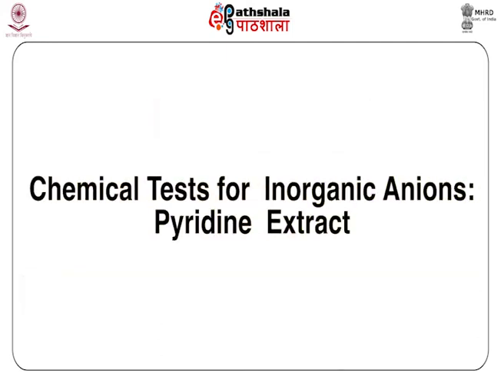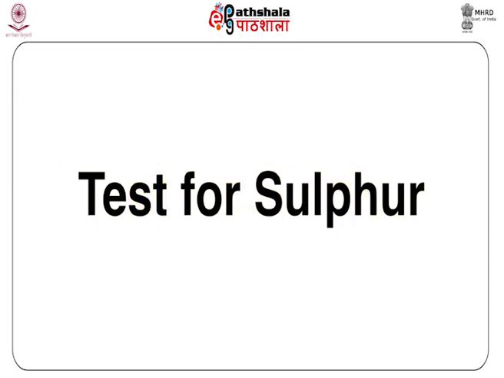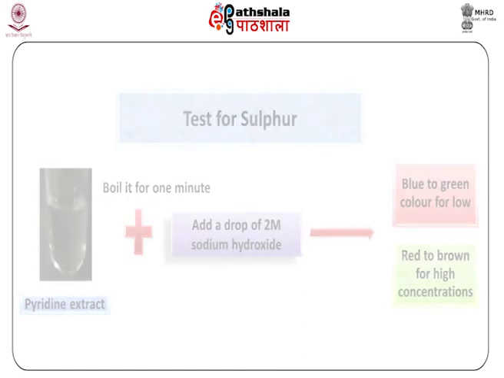Next, we will study the chemical tests for inorganic anions, pyridine extract. First, we have the test for sulfur. To test for sulfur, take a small portion of pyridine extract in a small test tube and then boil it for 1 minute. Add a drop of 2 molar sodium hydroxide to it. A blue to green color for low and red to brown for high concentrations of sulfur is observed.